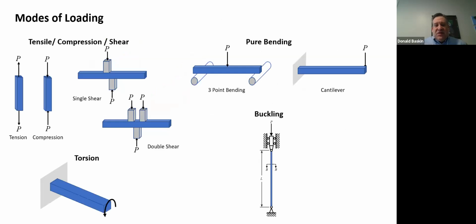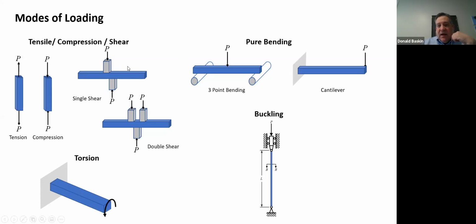Okay, the first thing to know about when it comes to designing a structure is to know the modes of loading. There are structural members that are in tension. Okay, that's when you're pulling on things, right? There's compression, pushing together. There's shear, and I like to break this up into single shear and double shear. Single shear is shown here. Double shear is shown here. It's how many points you have contacting the material where you're going to shear it.